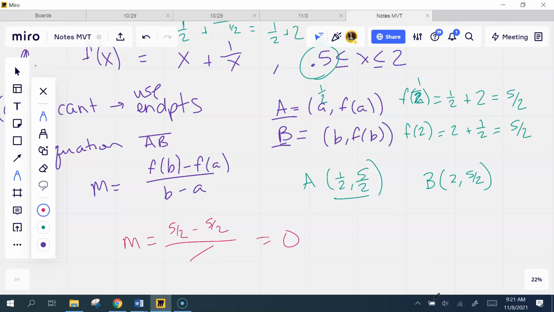This confirms Rolle's. This is an example problem for Rolle's. This is saying that because these two values are the same, I'm finding a horizontal tangent is what I'm doing.